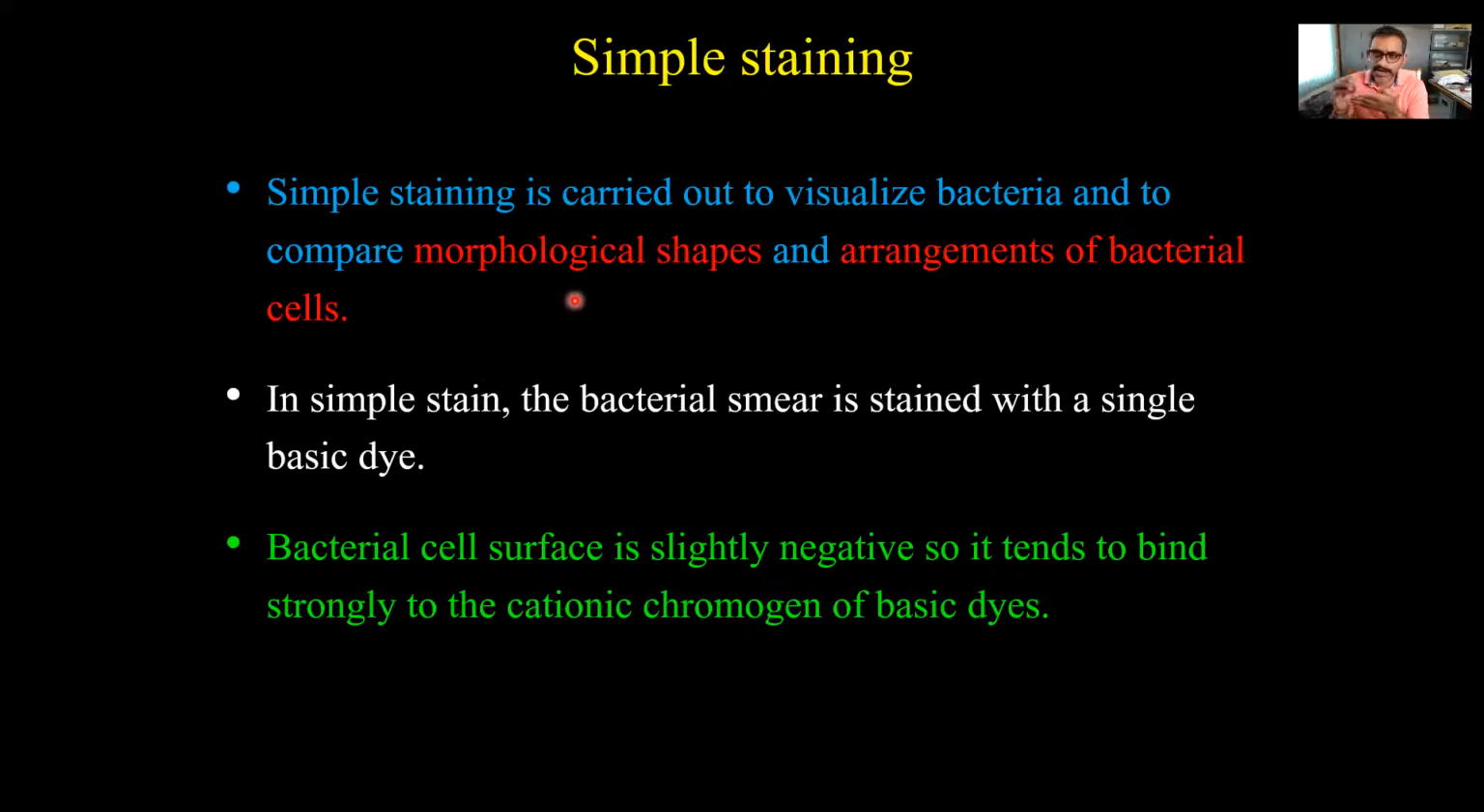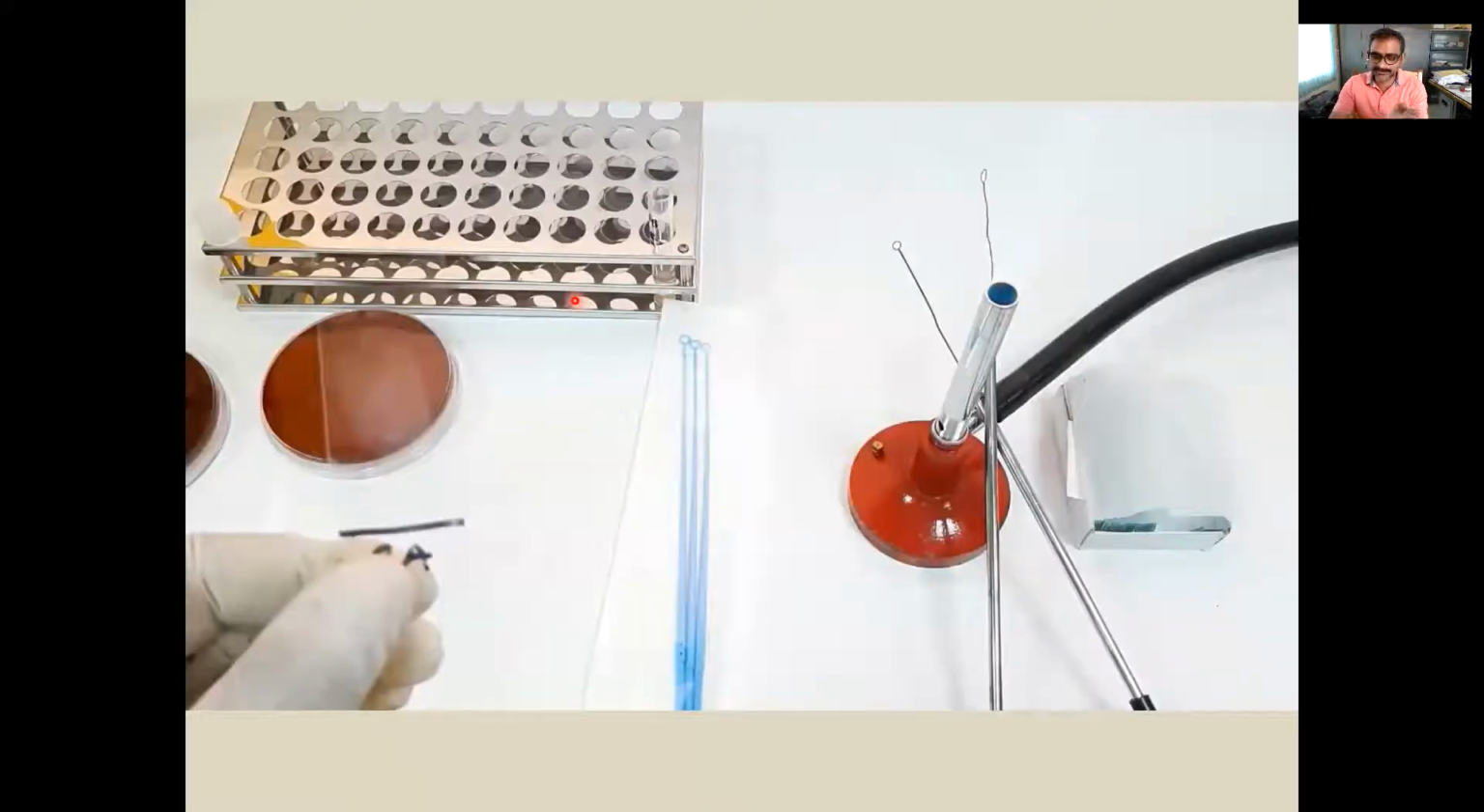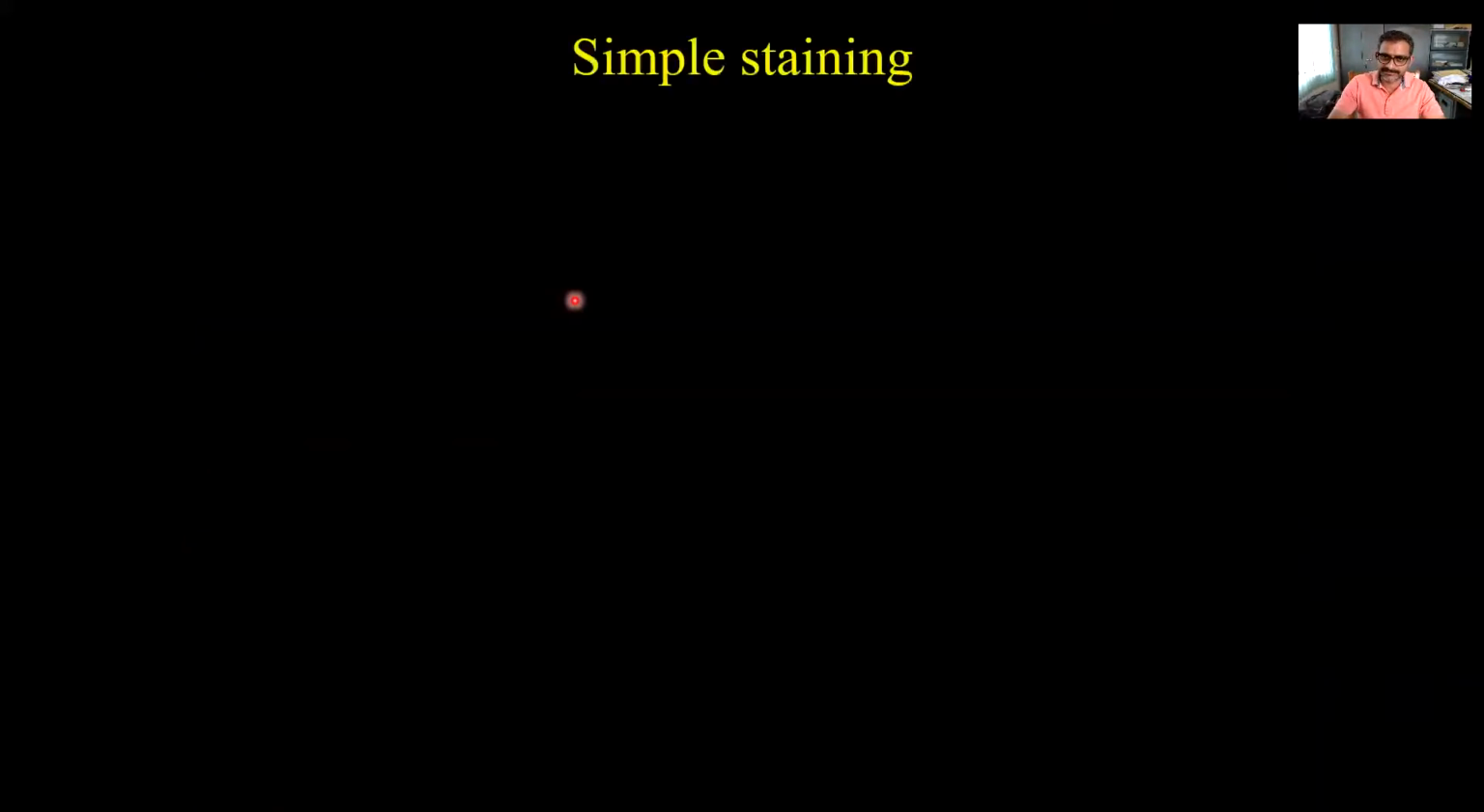What heat fixation does is that the bacterial cultures on the slide will tightly adhere to the slide, so that when you wash off the excess stain, they will not get washed away. The purpose of heat fixation is to fix the bacterial cells so tightly onto the slide that when you wash the excess stain, the bacteria do not wash away. That's the purpose of heat fixation.